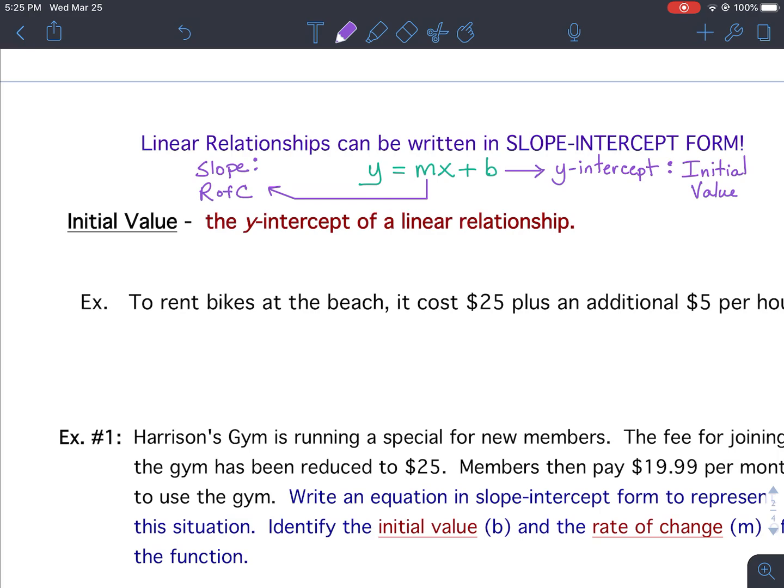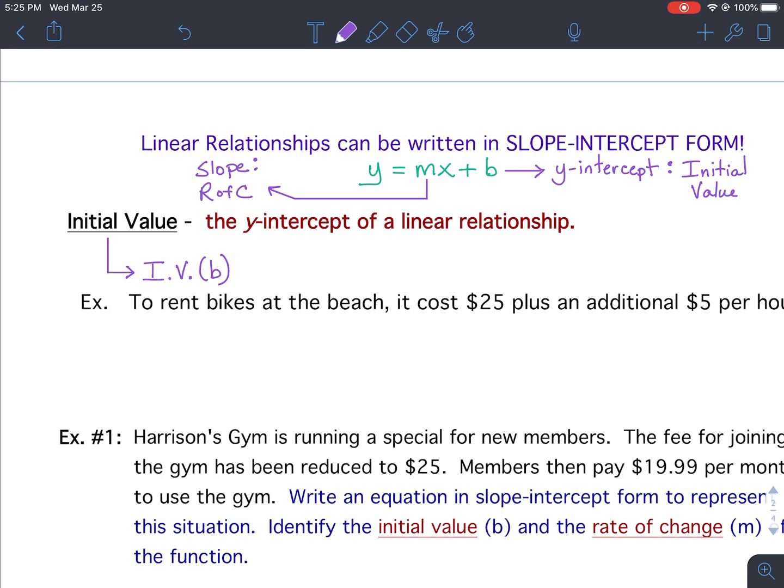So let's go ahead, and I'd like you to put this down here. So from this point forward, we're not going to write out the words initial value, just like we don't write out rate of change. We abbreviate everything. So let's go ahead and put I, V, and then we're going to put the B in parentheses so you remember that that is your initial value, your y-intercept.